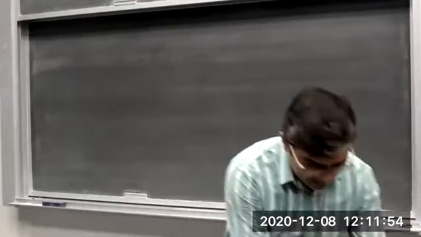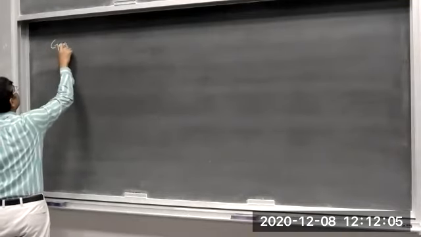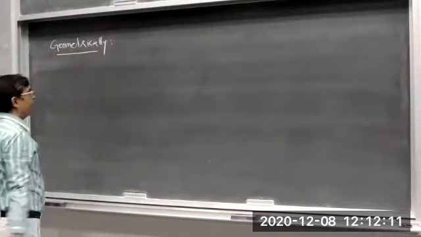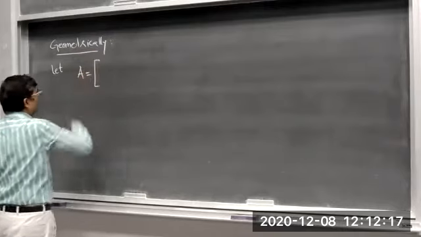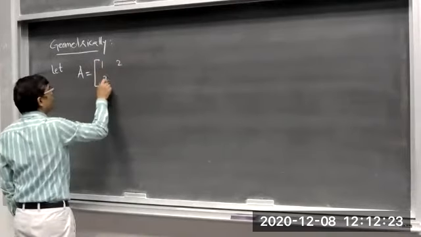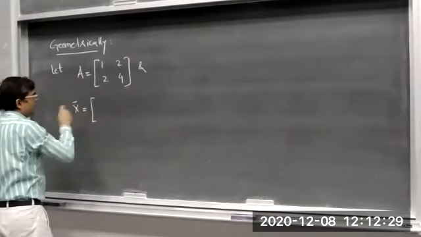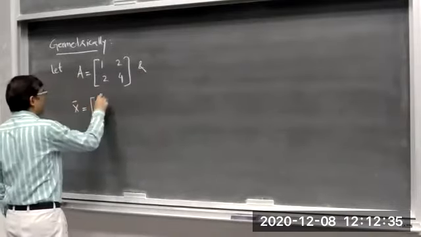Now, what are the eigenvalues and eigenvectors? If we discuss it geometrically, we have a matrix A, which is a 2 by 2 matrix, [[1, 2], [2, 4]]. And we have a vector X, which is (1, 1).